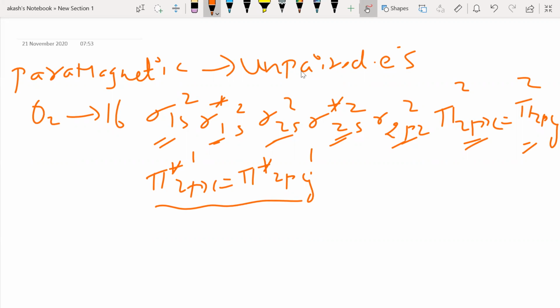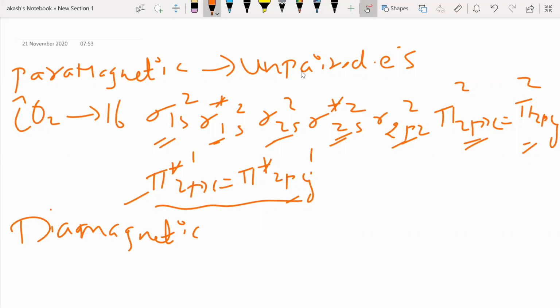Now what do you see here? These are having unpaired electrons in pi and pi star. So obviously O2 is going to be paramagnetic in nature. And if you don't see any such thing, right? If you don't see any unpaired electron, then it becomes diamagnetic. Diamagnetic. Okay, right? So that's about paramagnetic and diamagnetic.